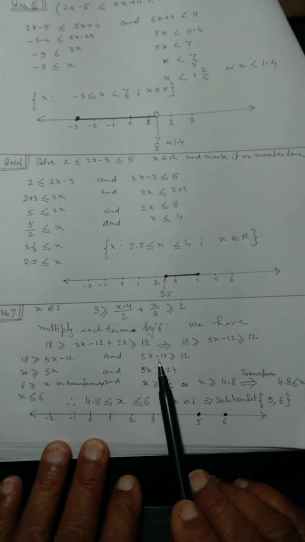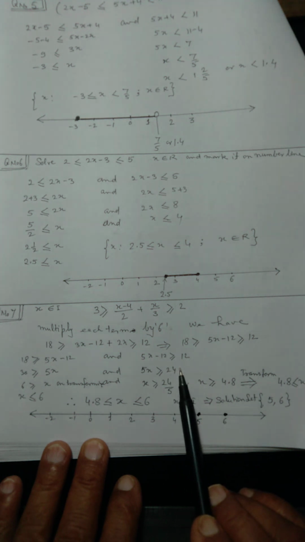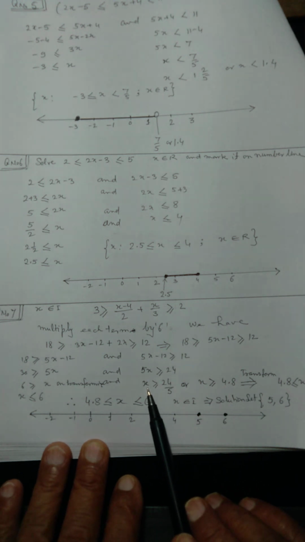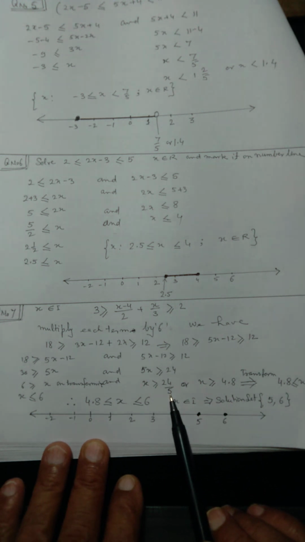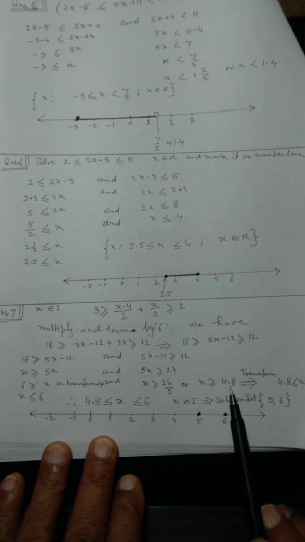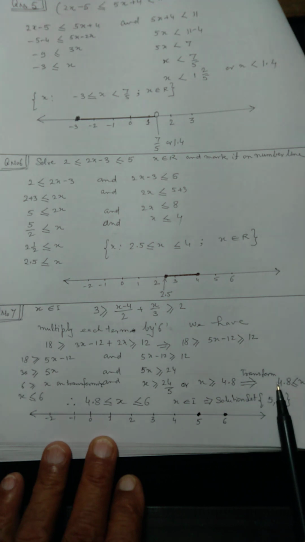5x and 12, minus 12 will be transposed to the right hand side, it will become 24. So 5x is greater than or equal to 24. x is greater than or equal to 24 by 5. Again, x is greater than or equal to 4.8. Now transform it. After transforming, you will get 4.8 is less than or equal to x.